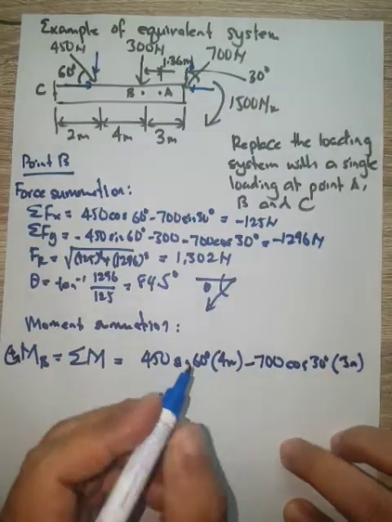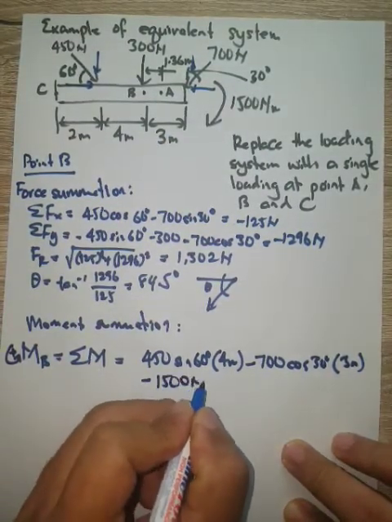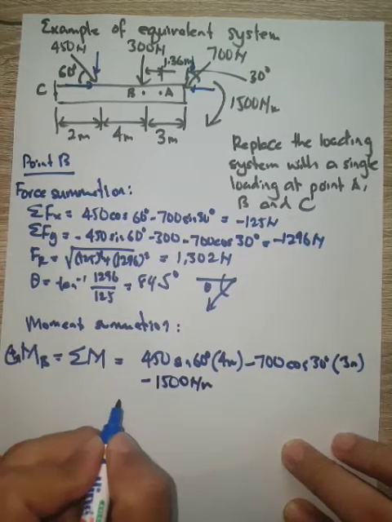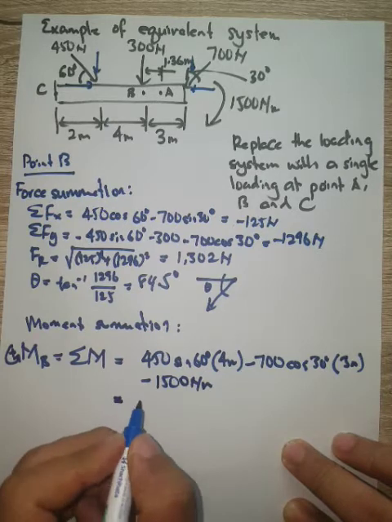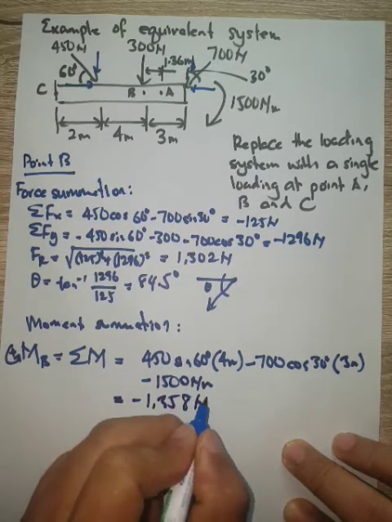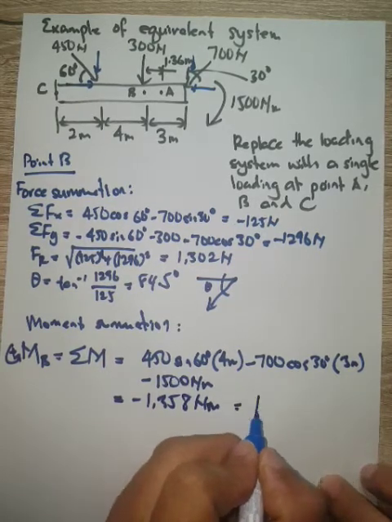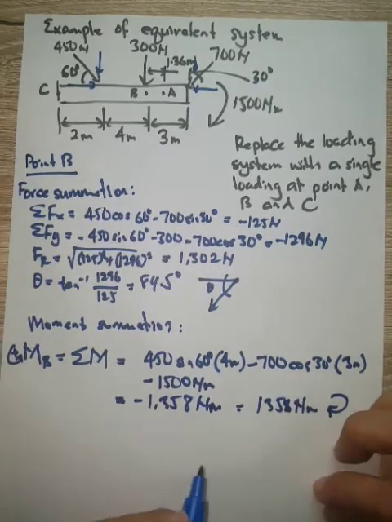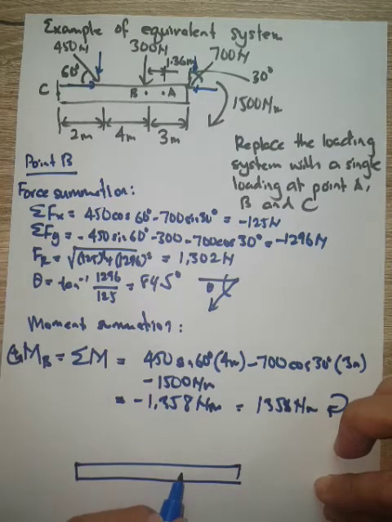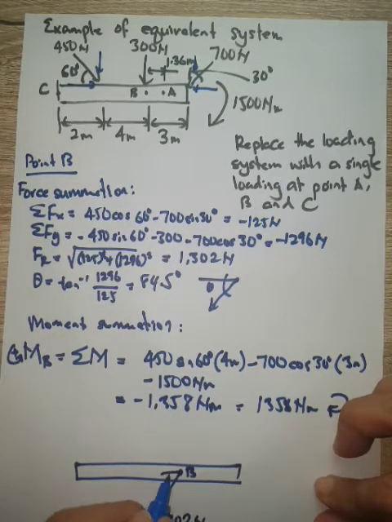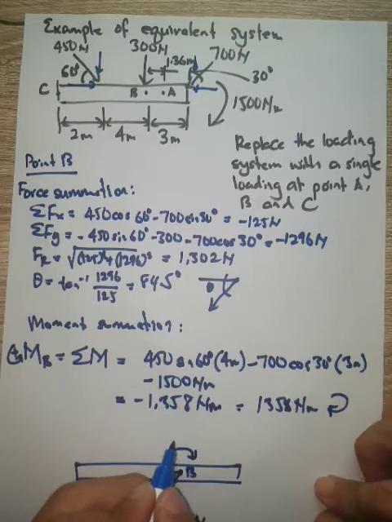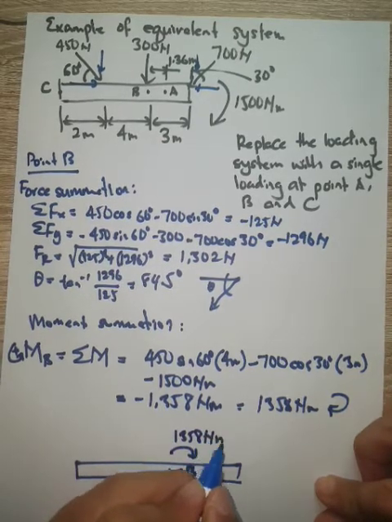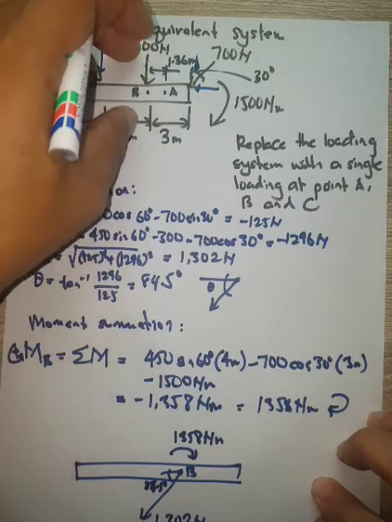And then we have 1500 Newton meter clockwise, so negative. So here we get the amount of the moment as negative 1358 Newton meter, or 1358 Newton meter clockwise. So if you draw the new system at this point B, we have a force of 1302 Newton at an angle of 84.5 degrees, and a moment of 1358 Newton meter clockwise. So this system and this system are equivalent.